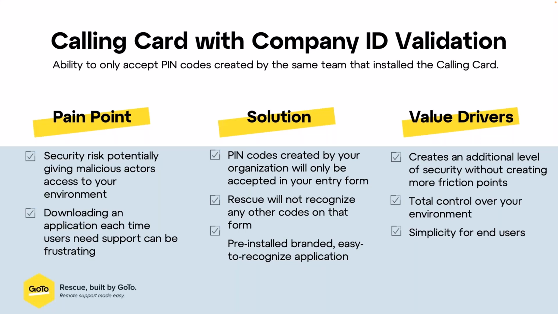But we have a solution for that. So basically what the calling card does with the company ID validation feature is that the entered PIN code, which allows establishing a session, will be double-checked, will be verified by the calling card. And if it originates from a different domain, from a different tenant, then it won't be accepted. So that's security.